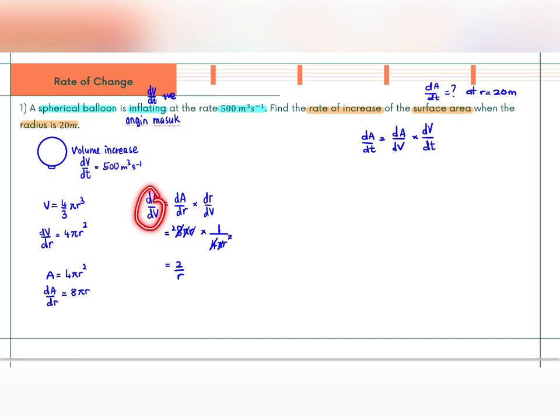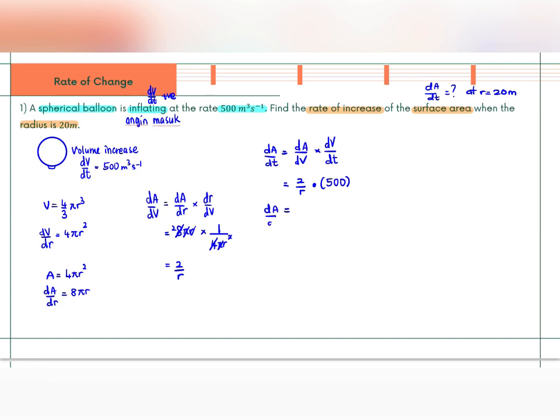Okay, so gantikan dA over dV into this equation. So saya akan letak dia dekat sini lah. Bawa dia ke tengah sikit. Okay. So now kita ada dA over dt is equals to 2 over r multiply by dV over dt is 500 meter cube per second. And so dA over dt will be equals to 1000 divided by r. And then dia dah beritahu at r equals to 20 meter.